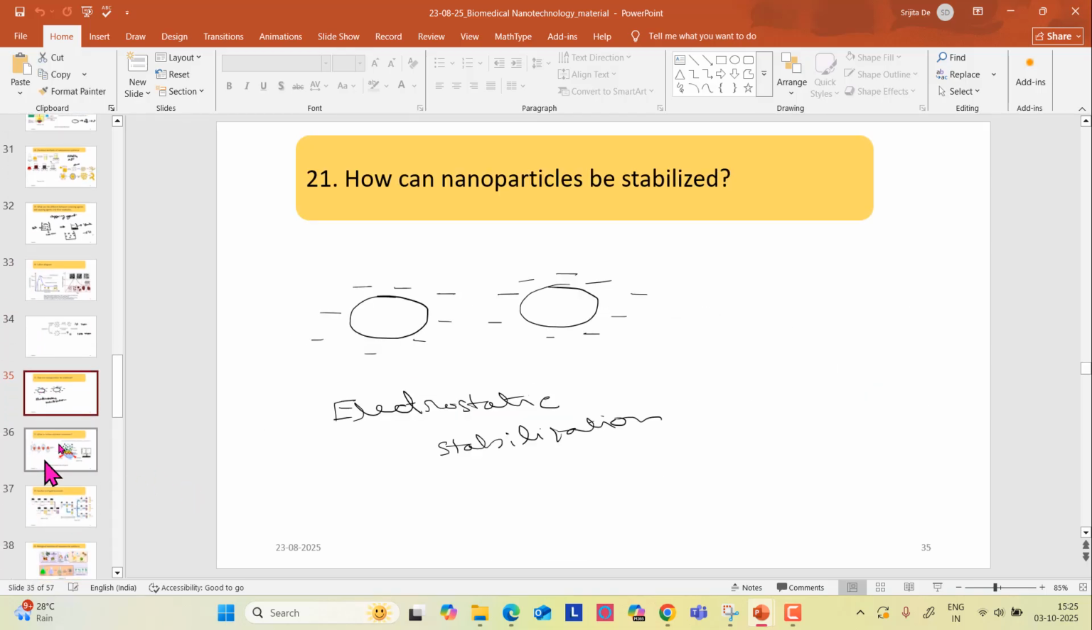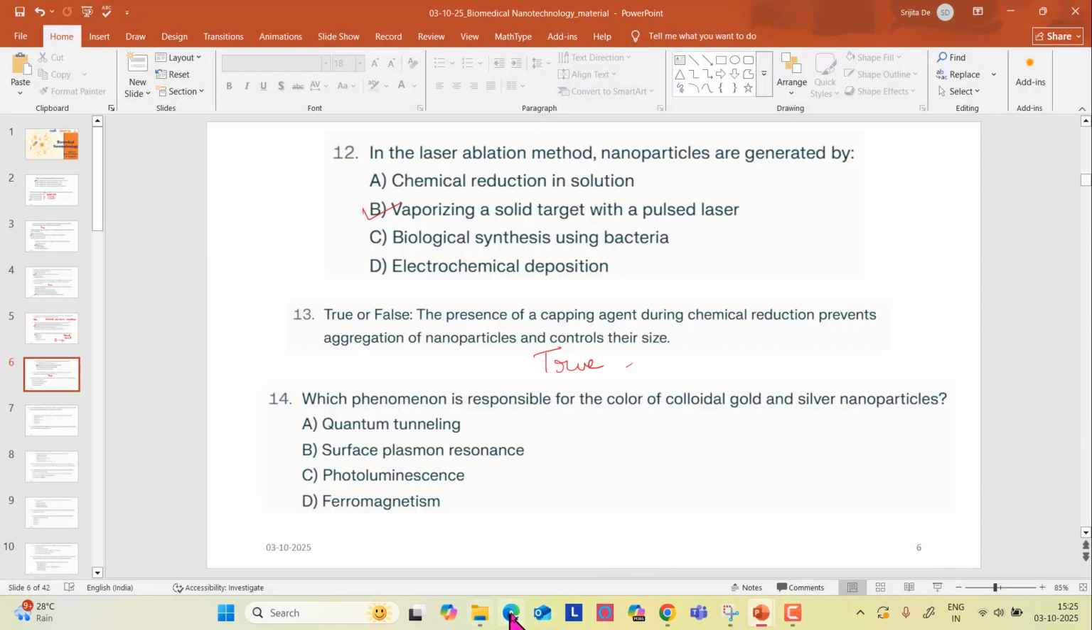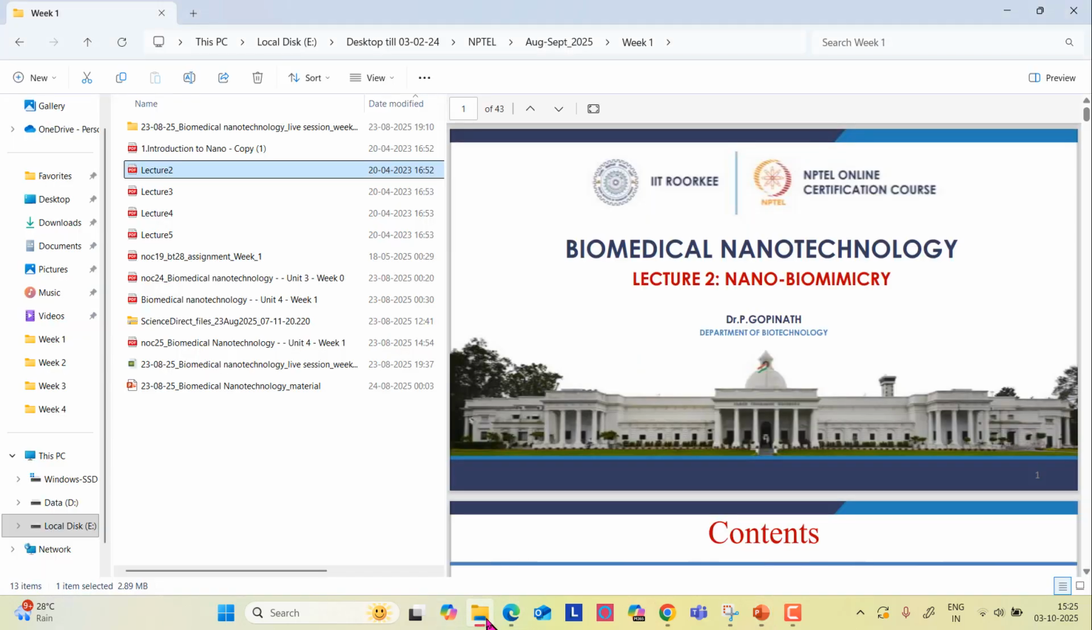What happens in surface plasmon resonance? When the nanoparticle size is very small compared to the incident electromagnetic wavelength, the electrons in the conduction band of these nanoparticles start oscillating upon the incidence of this electromagnetic wave, and when these two oscillations are in synchronization, they produce a response that is called surface plasmon resonance, right?